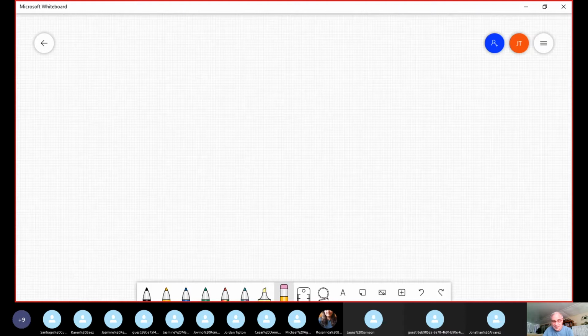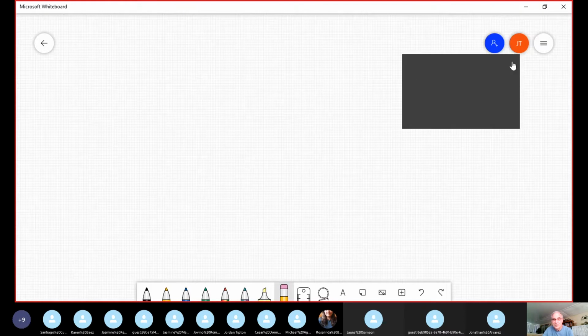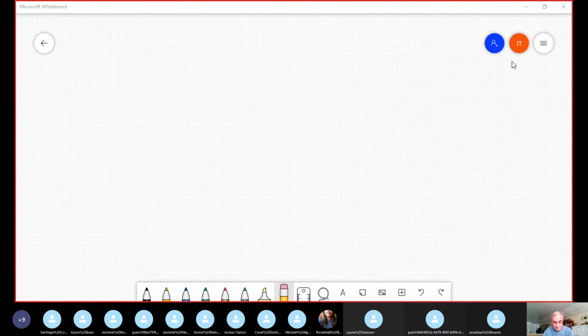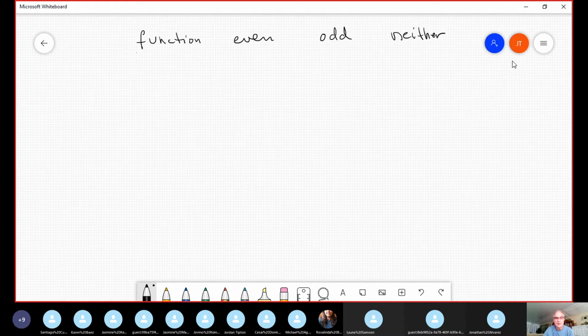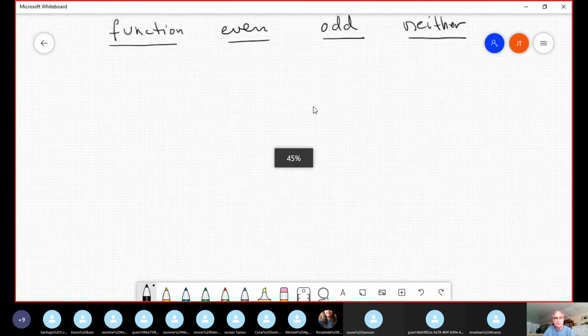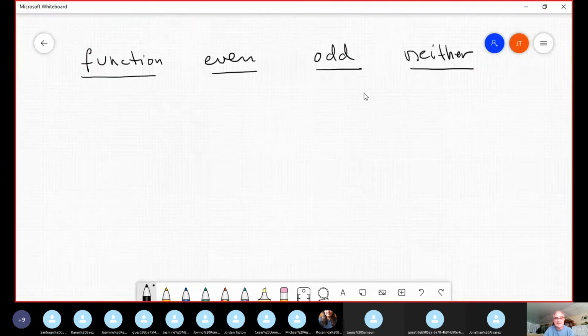Okay, another topic I want to discuss, and it is super easy: functions. What is an even function or odd function or neither? I promise that we're using this idea, and when you want to investigate a function, you want to investigate symmetry.